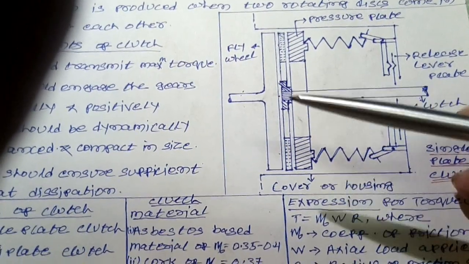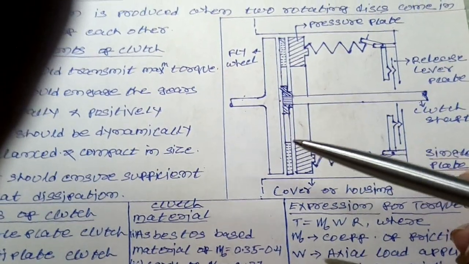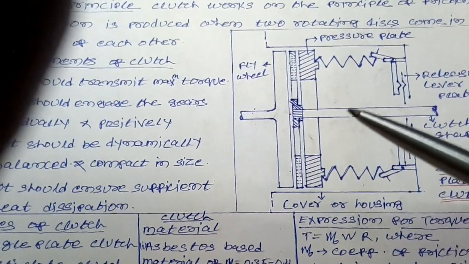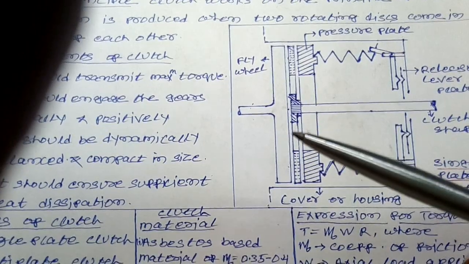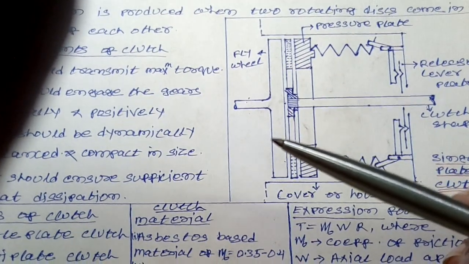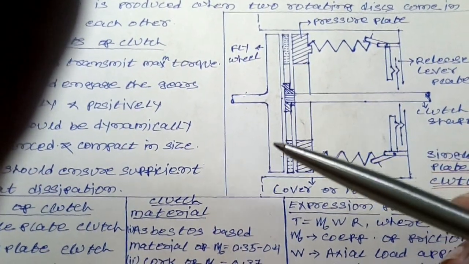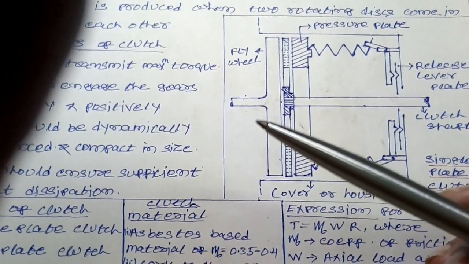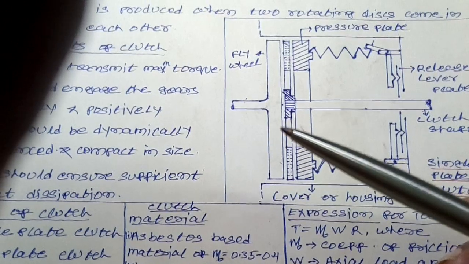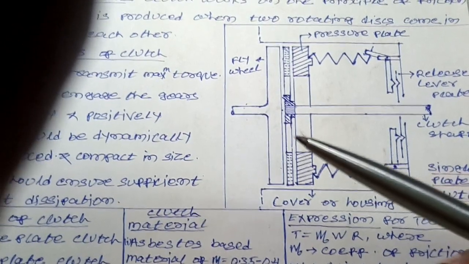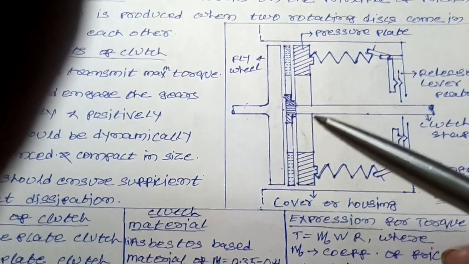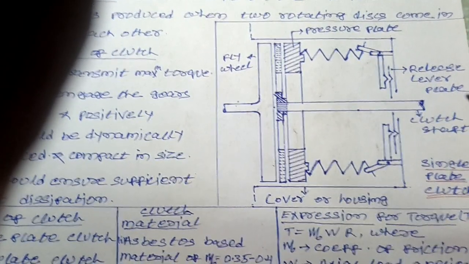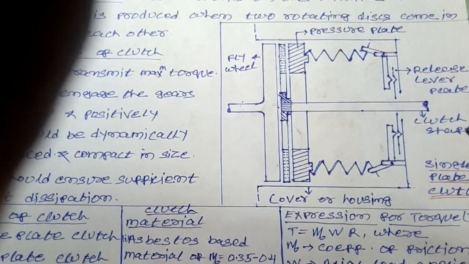So at the time of the engagement condition, when the pressure plate is keeping the clutch plate pressed against the flywheel, what happens? The flywheel is rotating as it is located on the crankshaft. So from the flywheel the drive is transmitted to the clutch plate, and from the clutch plate through the clutch shaft the drive is transmitted up to the gearbox shaft.